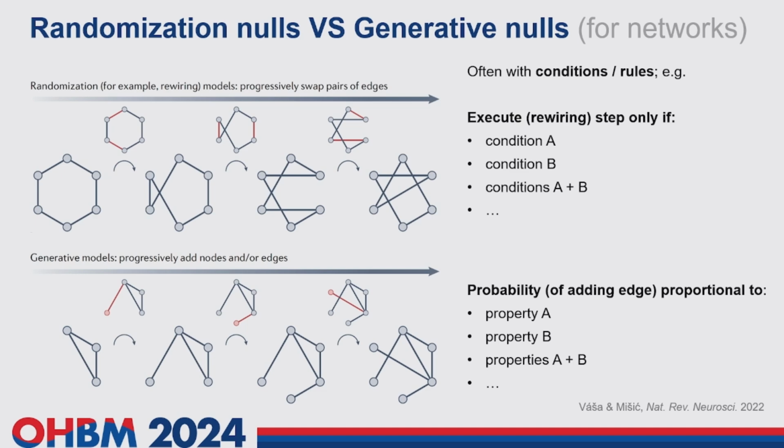I also want to emphasize that this idea of randomization versus generative approaches to create reference networks to benchmark our data isn't specific only to connectomes, and it applies to the other domains as well. So often you can take your data, shuffle it in some way, or you can generate synthetic data according to some rules, according to some principles.